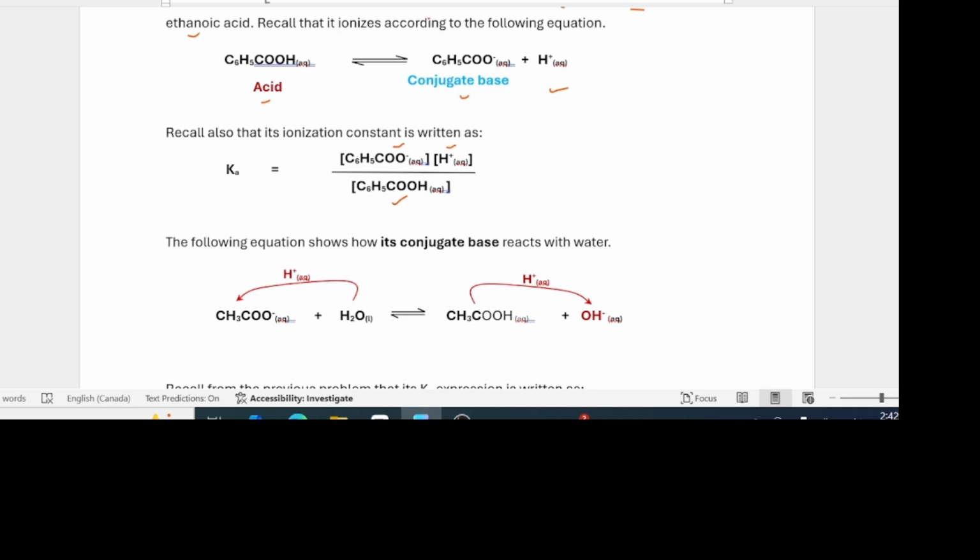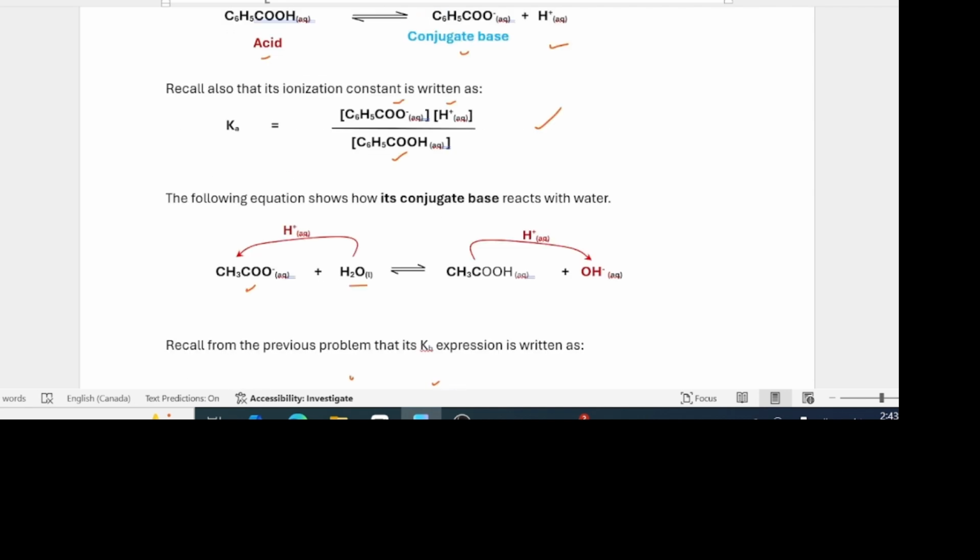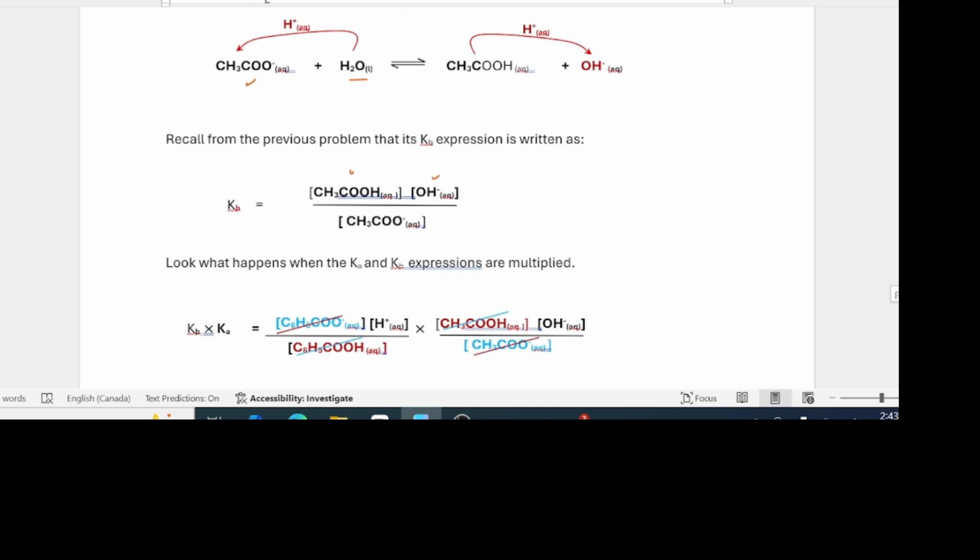This is the base. I want to right now show you how that is behaving like a base in water. Remember, when we write the ionic equation for the base in water, we must include a molecule of water to show how the proton gets transferred onto the base. And this is the equation here. The Kb for this base is written as the concentration of ethanoic acid times the concentration of the OH ions divided by the concentration of the ethanoate ions at equilibrium. So this is the Ka expression for the acid, and this is the Kb expression for its conjugate base.